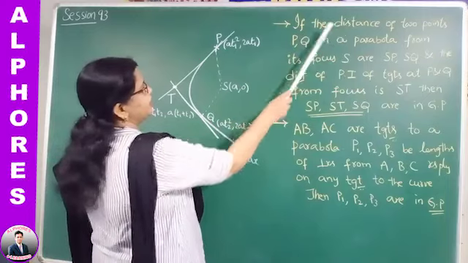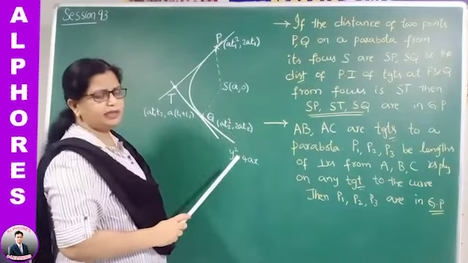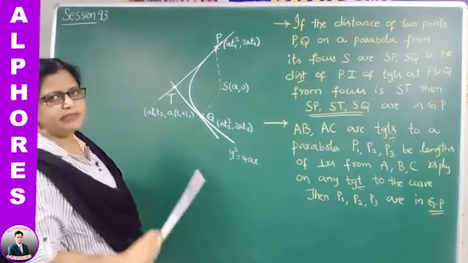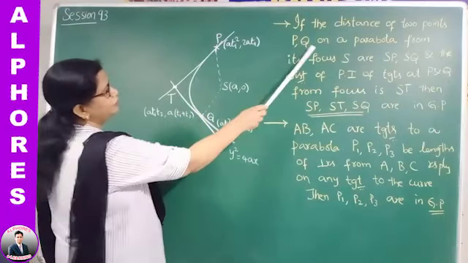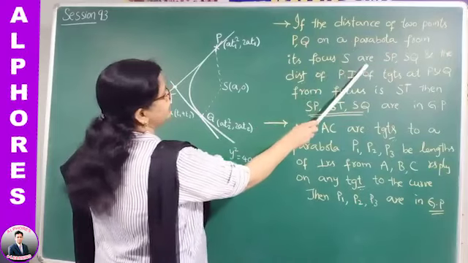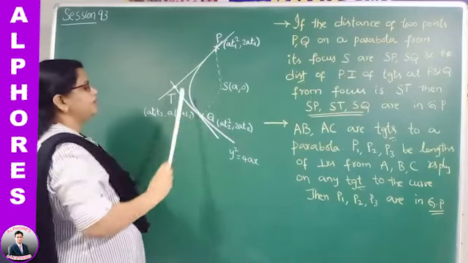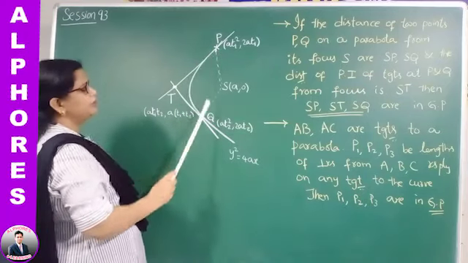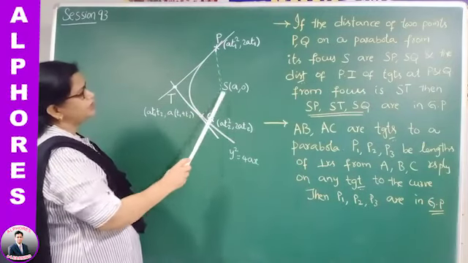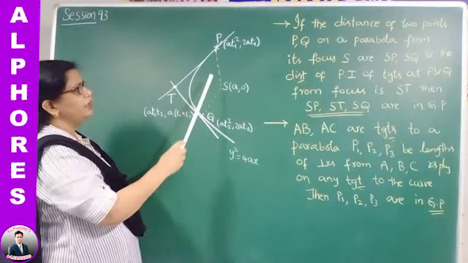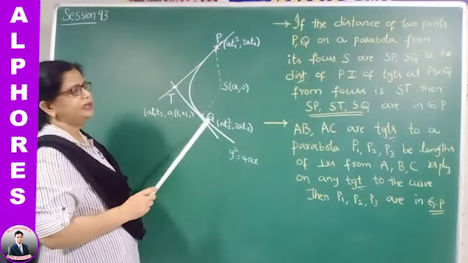If the distances of 2 points P, Q on a parabola, again as usual taking the standard form y square equal to 4ax, from its focus S are SP and SQ. As long as P and Q are on the parabola, these are focal distances. So SP is a plus at1 square, SQ is a plus at2 square, by the formula mod x1 plus a for focal distance when (x1, y1) is on the parabola.